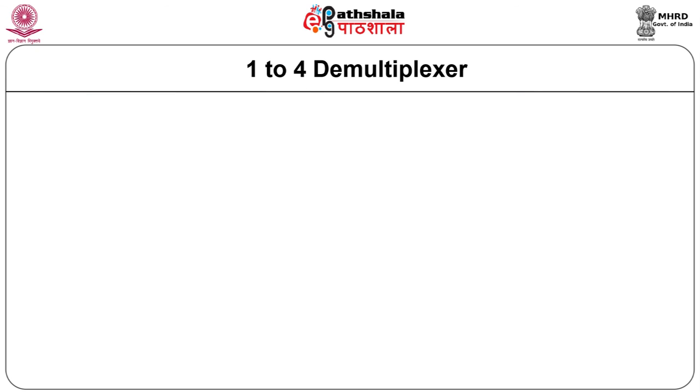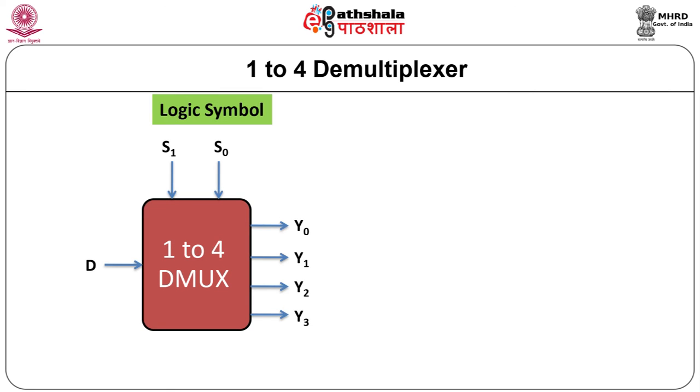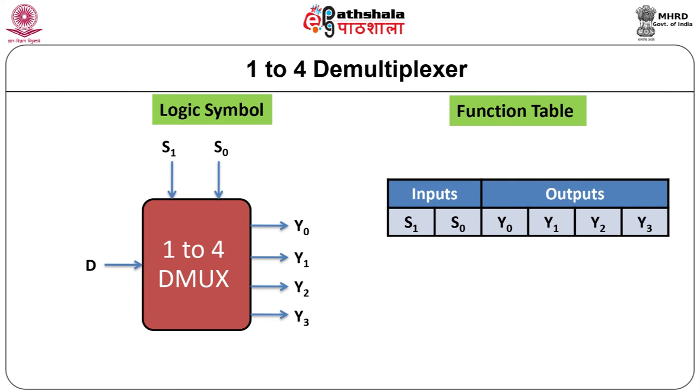Let us now consider the example of a 1 to 4 demultiplexer. A 1 to 4 demultiplexer, as usual, has a single data input, but there are 2 select lines, thereby we can get 4 outputs. These outputs are Y0, Y1, Y2 and Y3. Depending upon the inputs, the output Y would be selected.